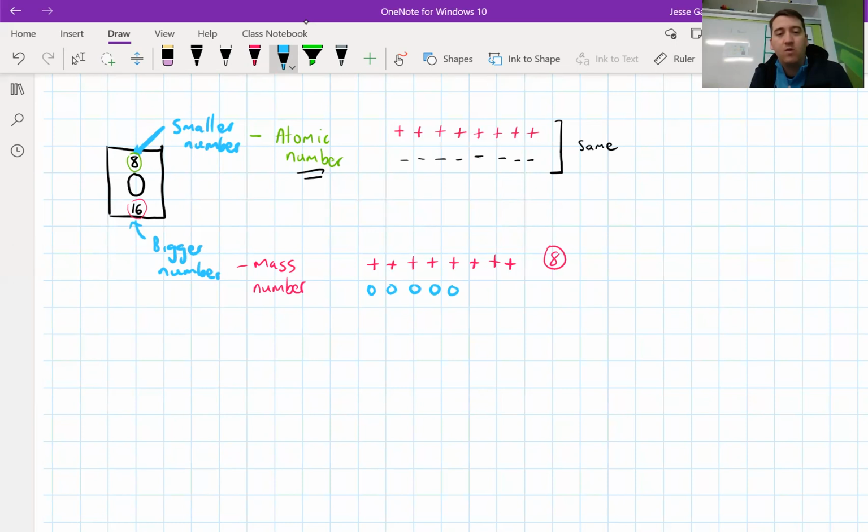1, 2, 3, 4, 1, 2, 3, 4. And altogether, this is a total of 8 plus 8, 16. So this is where the mass number comes from.